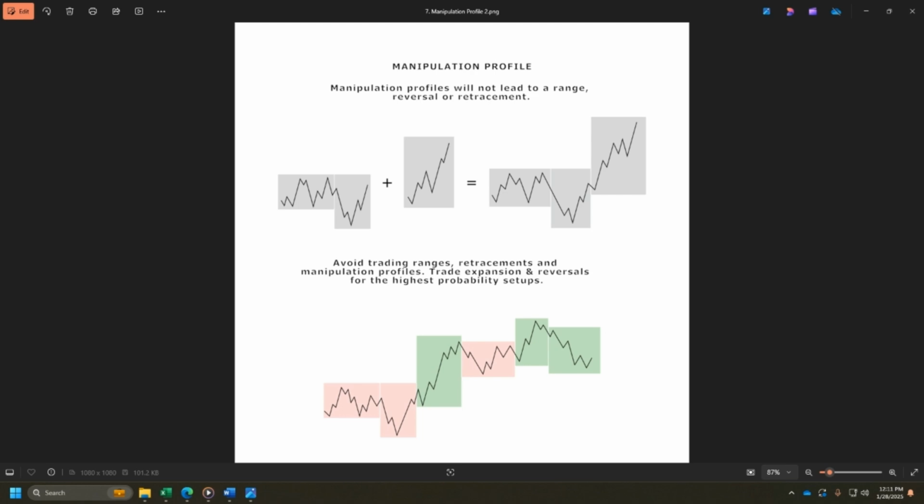These are just a few things that I wanted to point out. A very important thing to remember is position should not be entered during manipulation, because you can't place a stop loss accurately. You should only take a position after confirmation in the subsequent expansion profile.